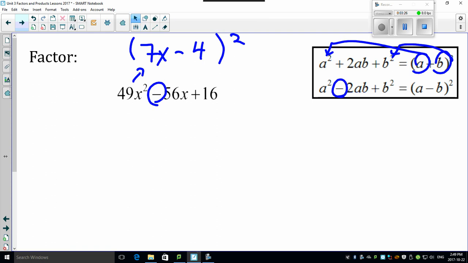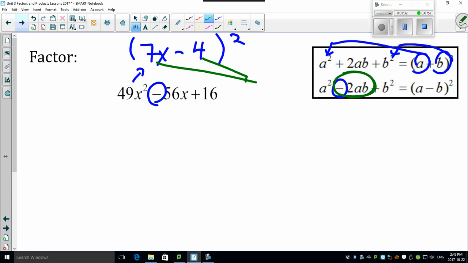And how do you know that that in fact is 56? Real simple, because this tells you it's got to be minus 2ab's. So 2 times a, which is 7, times b, which is 4. 7 times 4 works out to be 28. 28 times 2 is 56, and there's the negative. Look how incredibly easy this is if you can see the pattern.